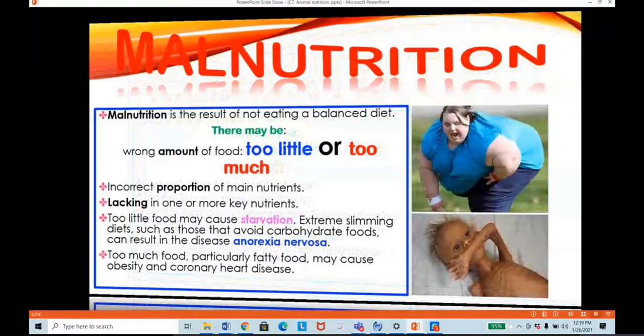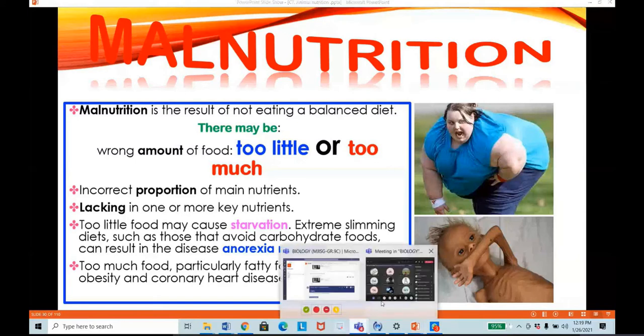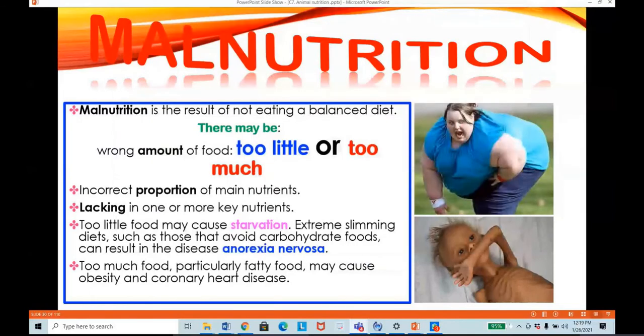Let me quickly ask you questions under the KWL from the topic we covered in the last lesson. Who's going to tell me what is anorexia nervosa? It is too little food, and it makes you slim, thinking that you're fat. It makes you slim because you don't have enough carbohydrates in your body, and you have a lack of nutrition.